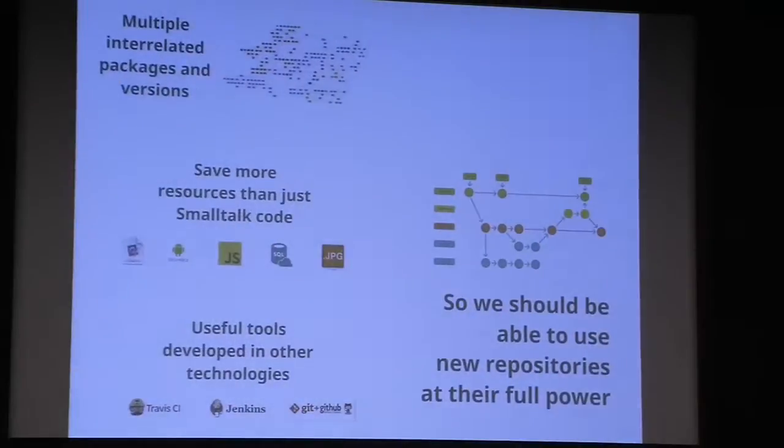It will give us the possibility to handle multiple integrated packages and versions, and save other resources, not just code. Today it's very difficult to save images in our Monticello repositories. The kind of projects that we make have changed. We make web projects that maybe have JavaScript, or we make Android projects which have a lot of stuff from Android and SQL and whatever. So we need to take all the advantages from our new repositories.